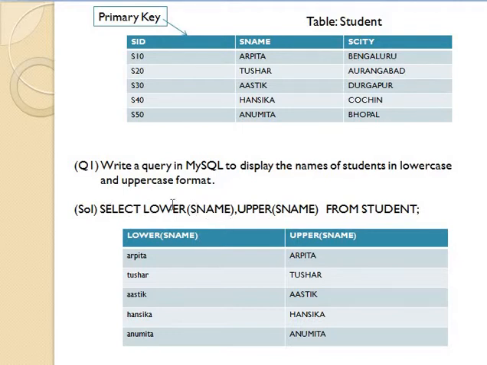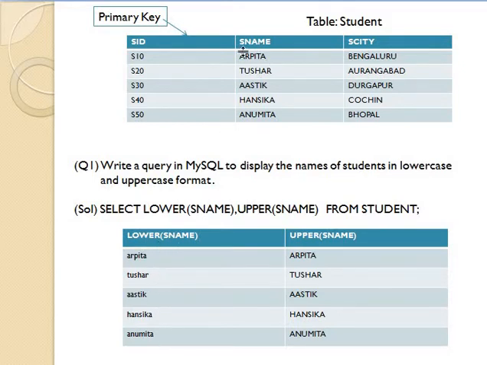Using this lower function with SNAME as the parameter, I shall be able to display each of these entries in the SNAME column of the table student in lowercase, and this is shown here in this output table. So the column lower of SNAME will return all the entries of the SNAME column of the student table in lowercase or in small letters.